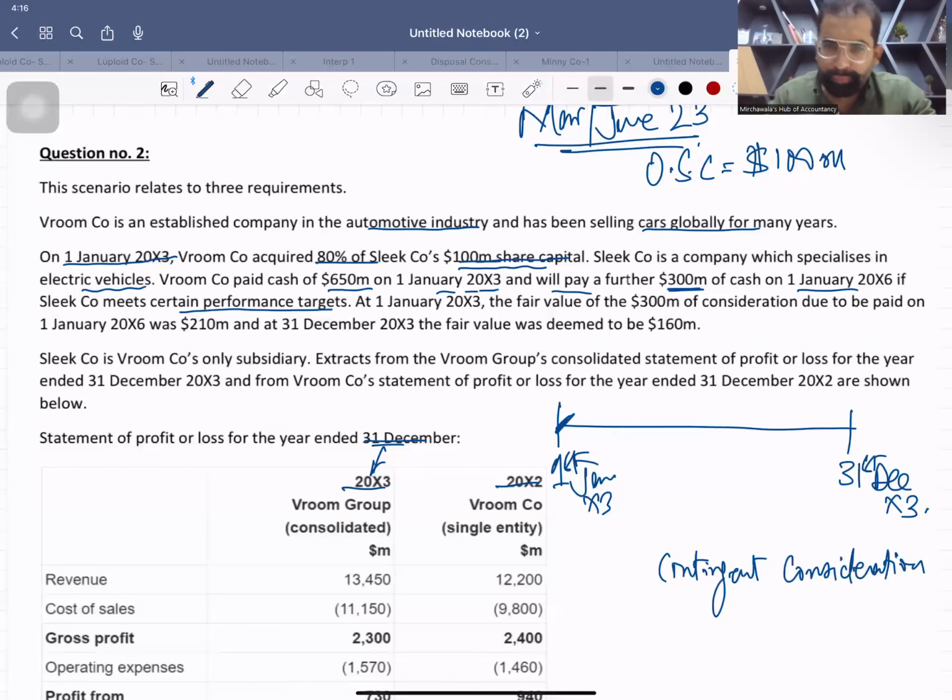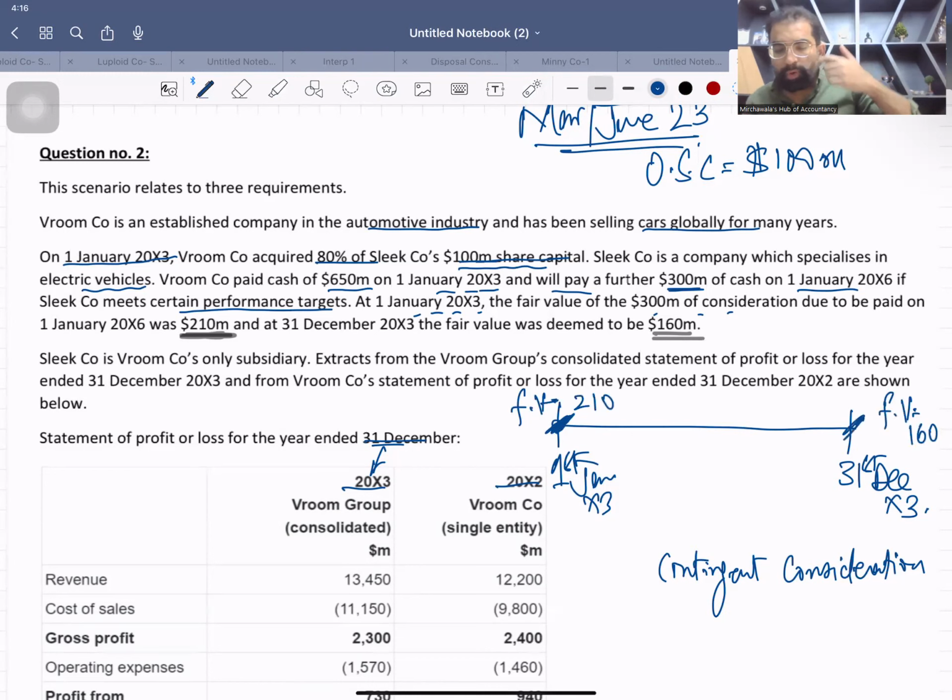See, they will give you this. Now, at 1st January X3, that is the acquisition date, the fair value of the 300 million consideration due to be paid on 1st January X6 is 210 million. This is the fair value. And at 31st December X3, the fair value has changed to 160 million. Now listen very carefully. The fair value of contingent consideration is 210 million here, and here it is 160.